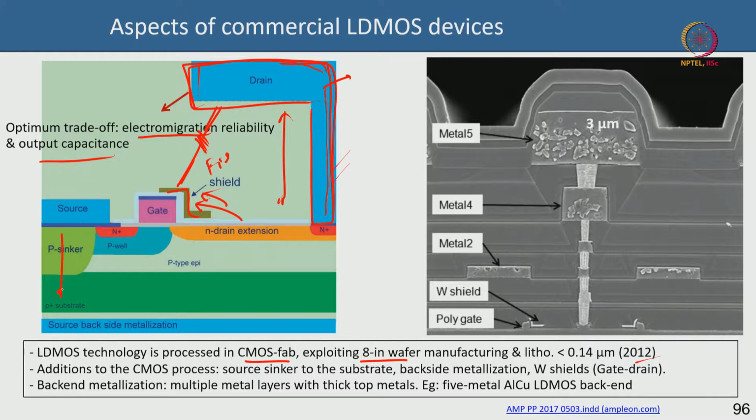You have this sinker, of course, everything is all fine. You can use back metallization. In this image you can see there are so many features. This is the polysilicon gate here. Can you see that? There is this tungsten shield. Can you see the tungsten shield here? This is the tungsten shield.